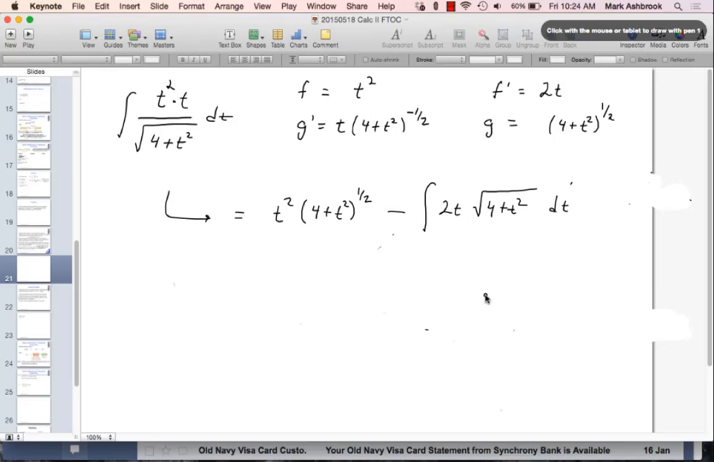undoing the chain rule, right? Because we got 4 plus t squared. The derivative is in fact exactly 2t. So it's perfectly set up for us to do it as undoing the chain rule. So we got equals this minus.